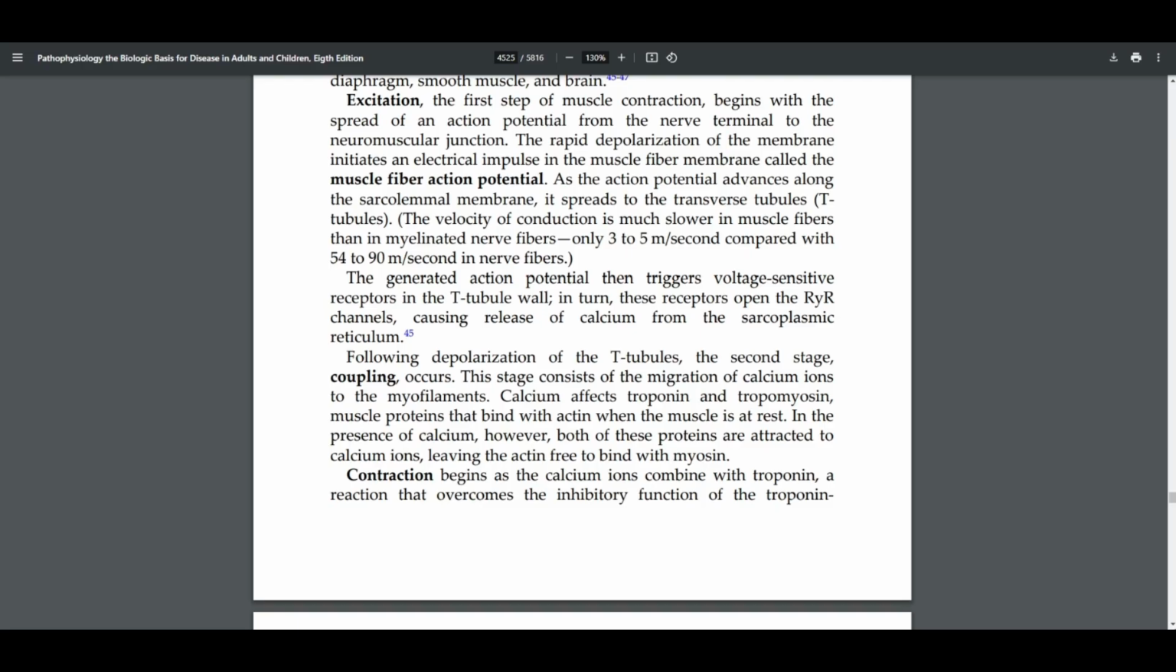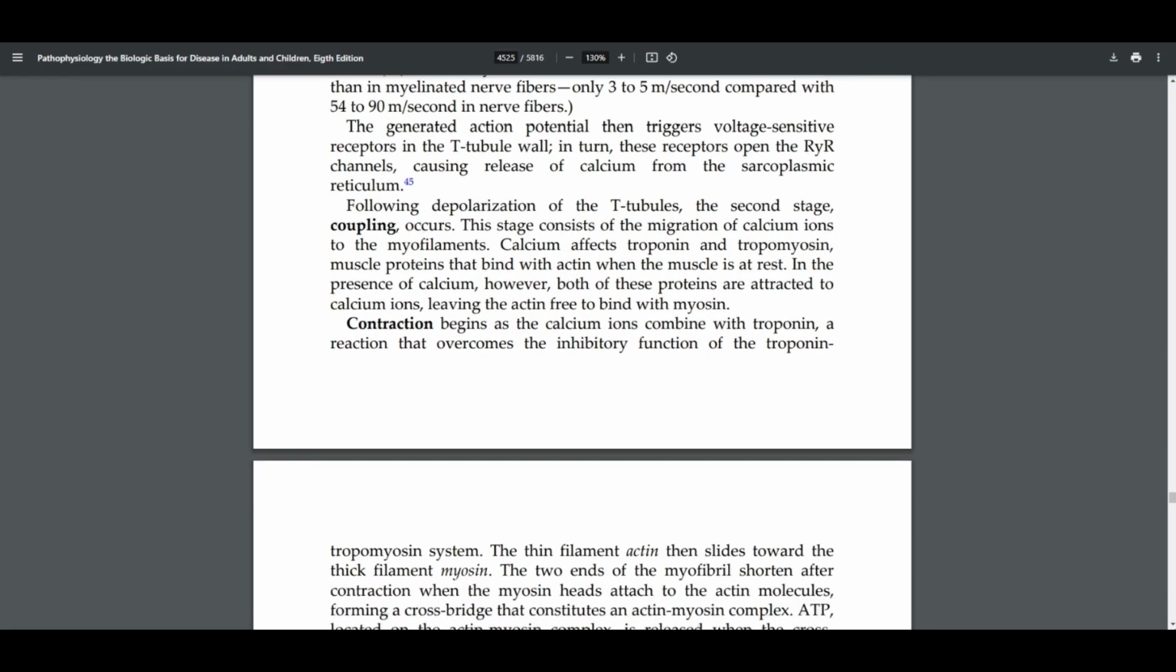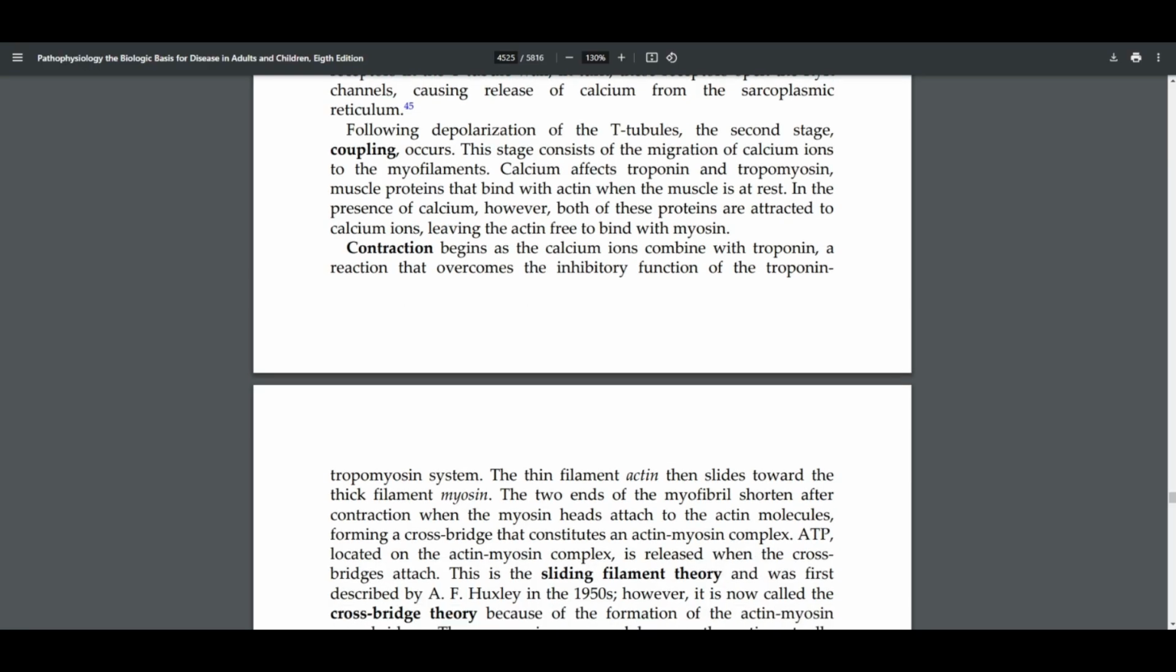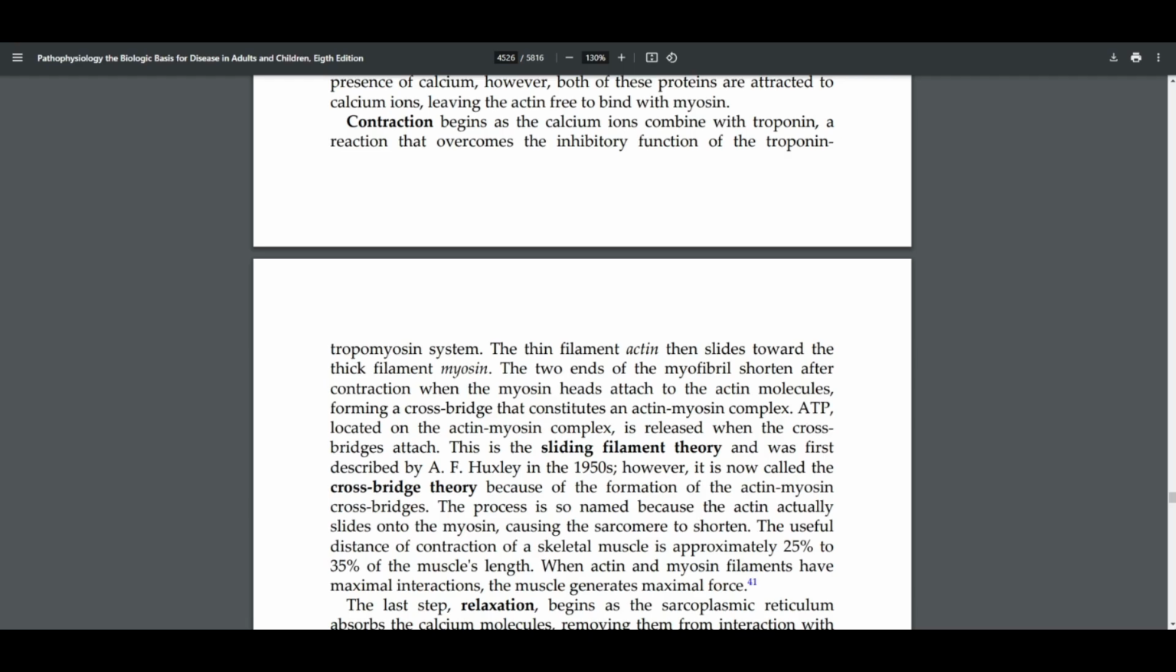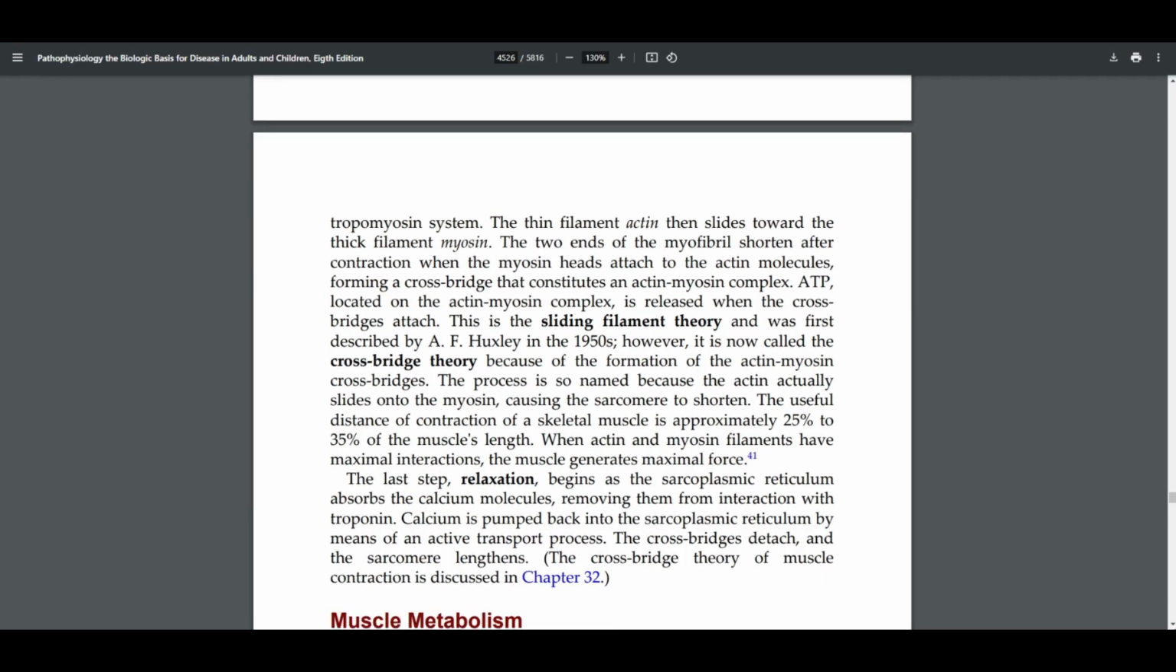Calcium affects troponin and tropomyosin, muscle proteins that bind with actin when the muscle is at rest. In the presence of calcium, however, both of these proteins are attracted to calcium ions, leaving the free actin to bind with myosin. Contraction begins as the calcium ions combine with troponin, a reaction that overcomes the inhibitory function of the troponin-tropomyosin system. The thin filament actin then slides towards the thick filament myosin.